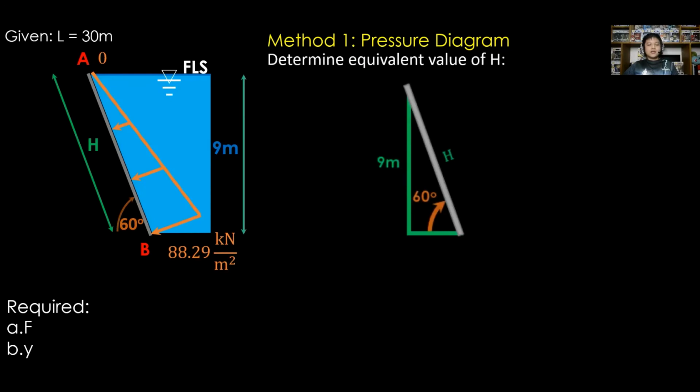Next is to complete the details. Determine the value of the slant height H. For this triangle, the sine of the angle 60 degrees is equal to the opposite 9 meters over the hypotenuse side, which is the unknown H. Rearrange and identify H as 10.392 meters.